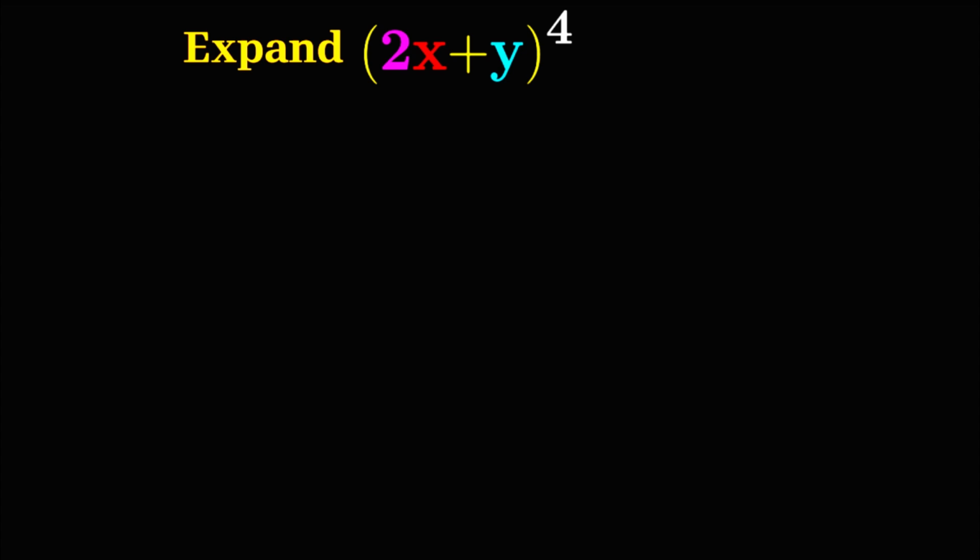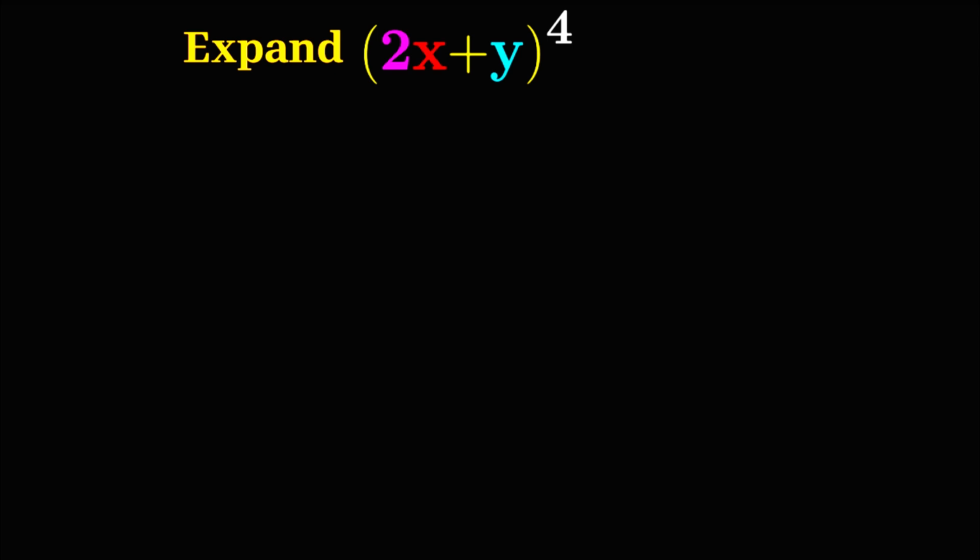In this video, we're going to use a very simple method to perform binomial expansion. So we're given: expand (2x + y) raised to power 4. We're going to need three things. First, we're going to need the coefficients, and we're going to obtain the coefficients from Pascal's triangle.